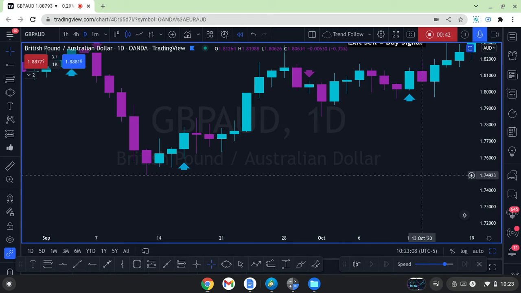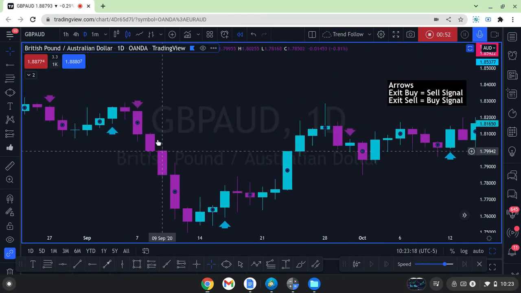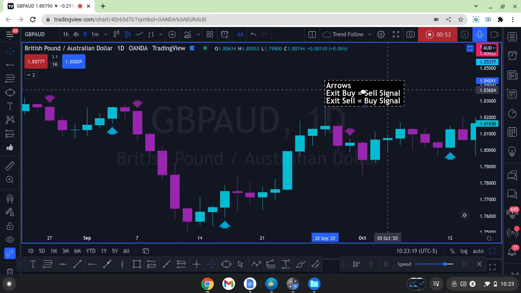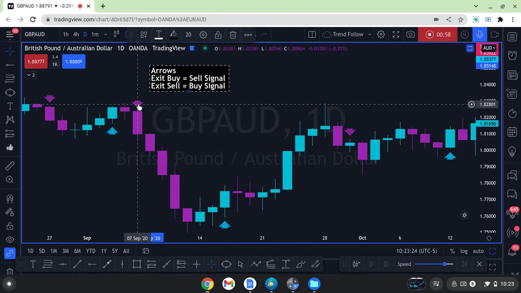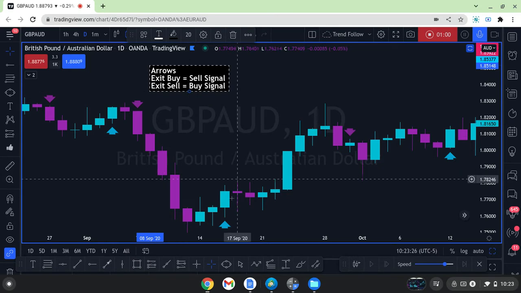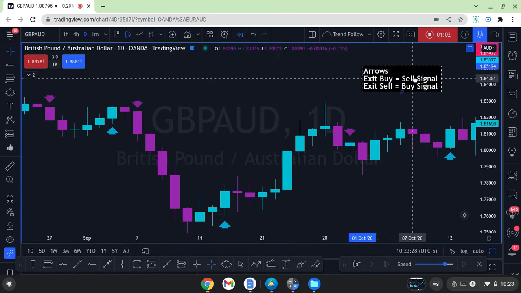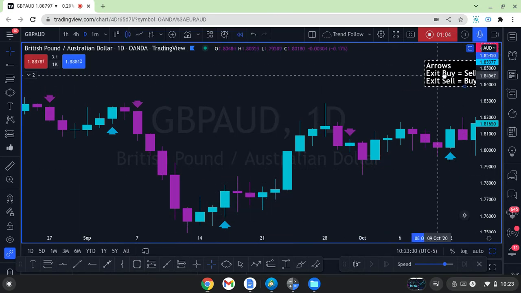All right, so now let's talk about how to further confirm these signals within the SSL hybrid. Remember these arrows: the exit buy is actually a sell signal, and the exit sell is a buy signal. Again, if you are confused, you will need to go to the previous video.